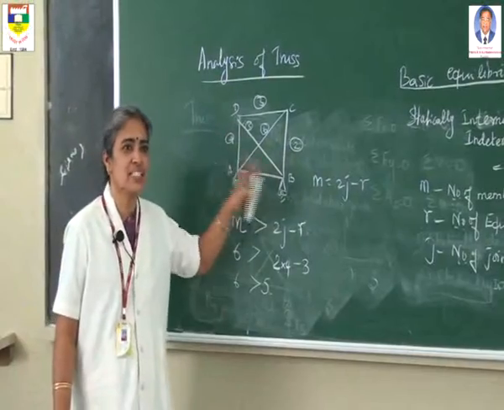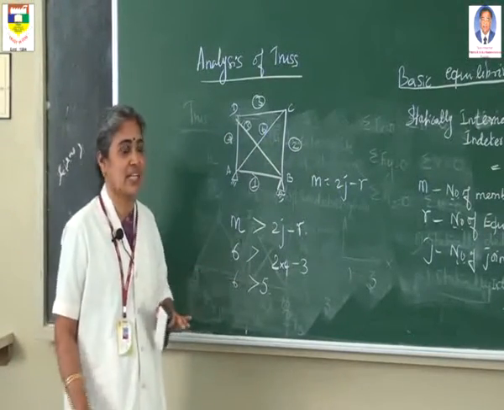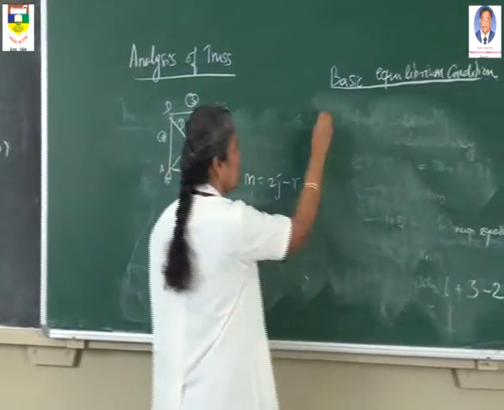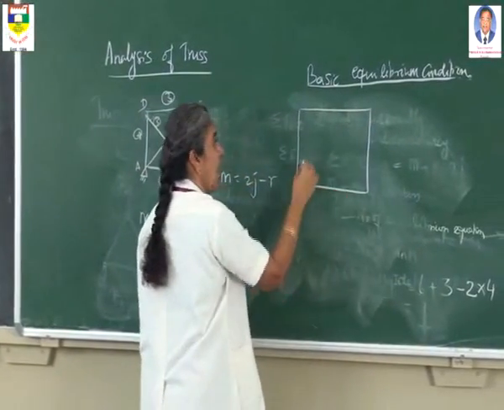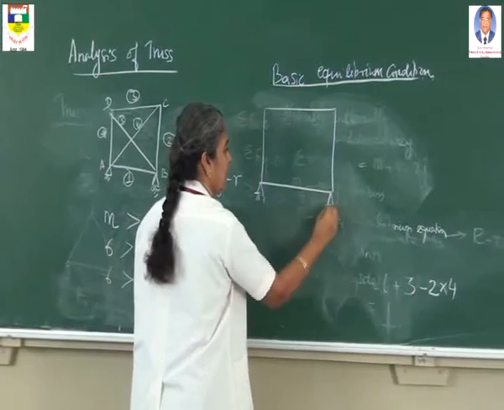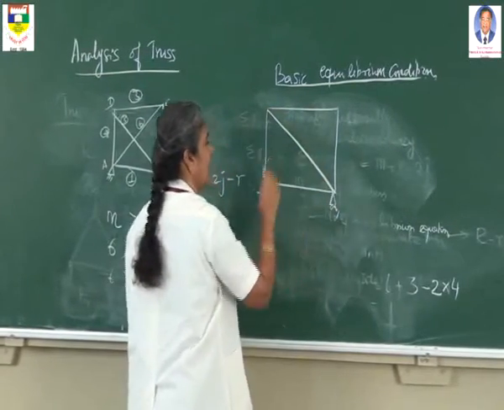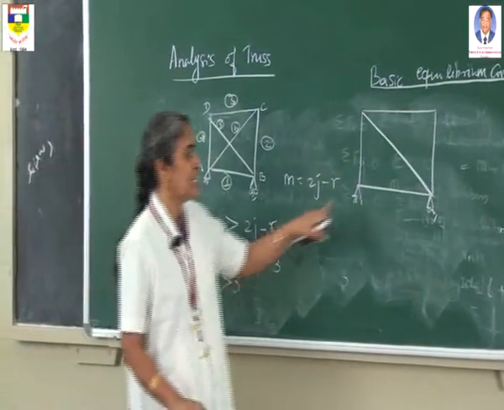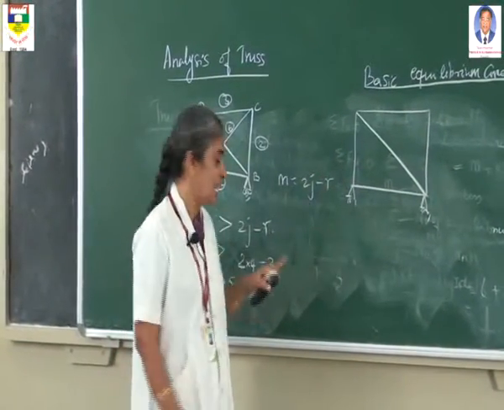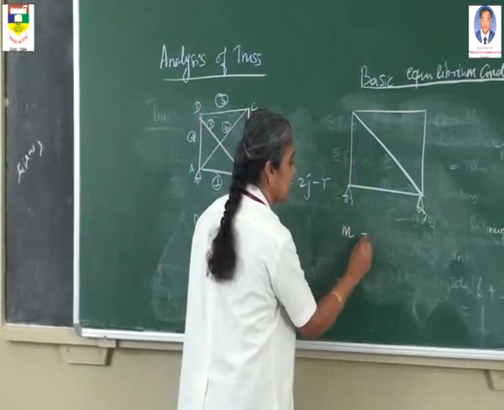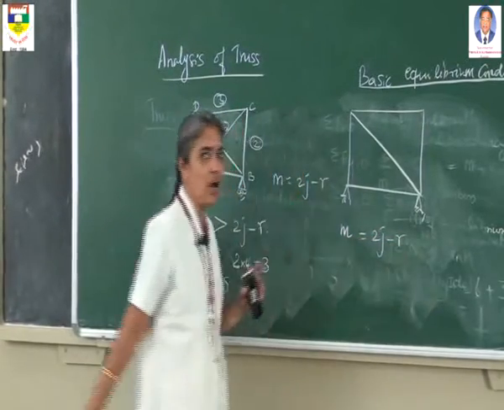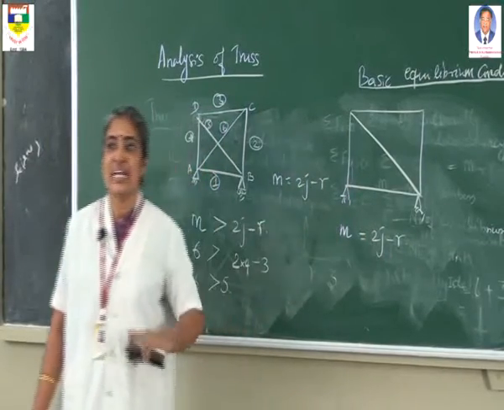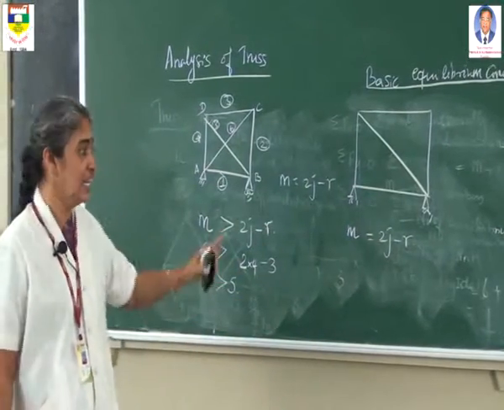So, if we want to make this structure a determinate structure, what we have to do is, instead of 6 members, I am going to remove one member. One diagonal member I am going to remove. So what happens? Instead of 6 members, this truss is having only 5 members. Therefore, this equation is satisfied as m equal to 2j minus r. So m equal to 2j minus r means that this truss is statically determinate internally.